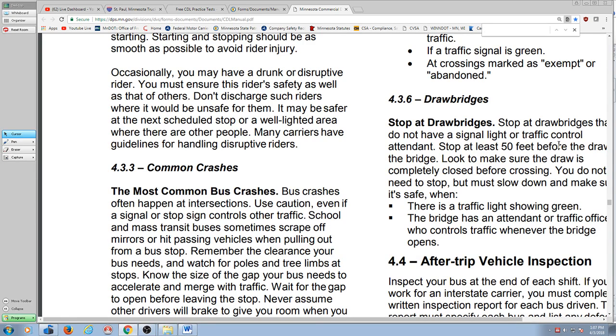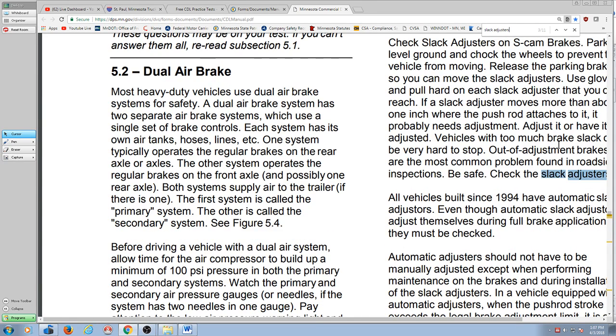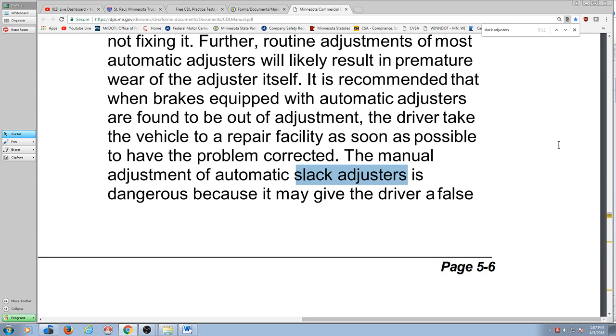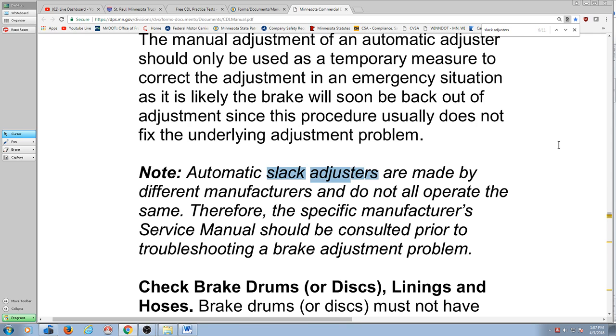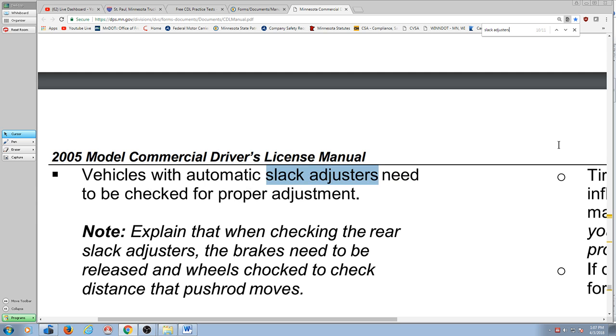If I create a search engine by doing Control F for find, whatever I type in, it will find exactly what I've typed in, nothing else, okay? So I've typed in slack adjusters. So it doesn't find the word slack and it doesn't find the word adjust. It finds only slack adjusters. So the benefit to that is I can find exactly what I'm looking for. It's the way my little brain works.